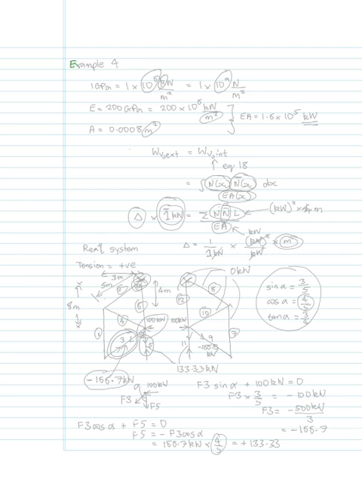Okay, example 4. So this is exactly the same truss that we had before, except this time it's been rearranged in terms of its orientation. Let's start with E and A.